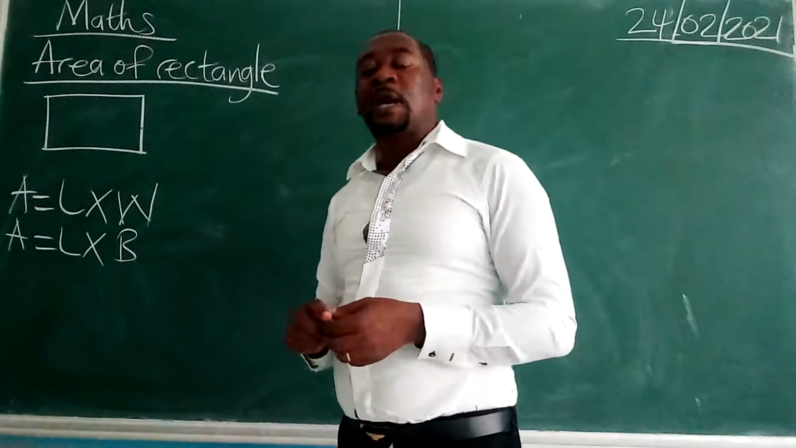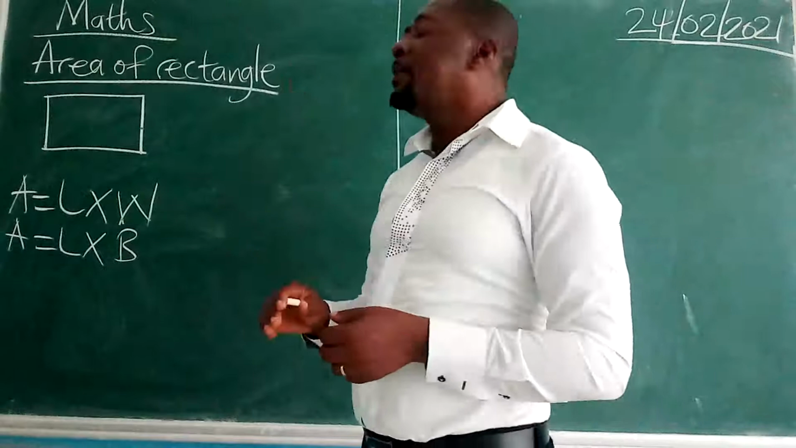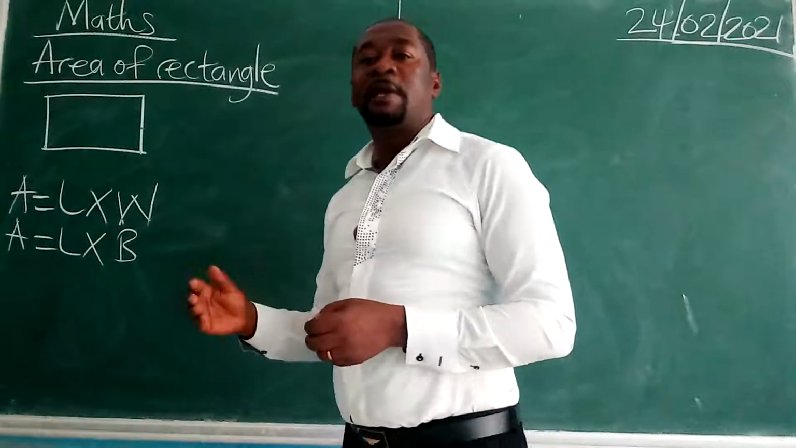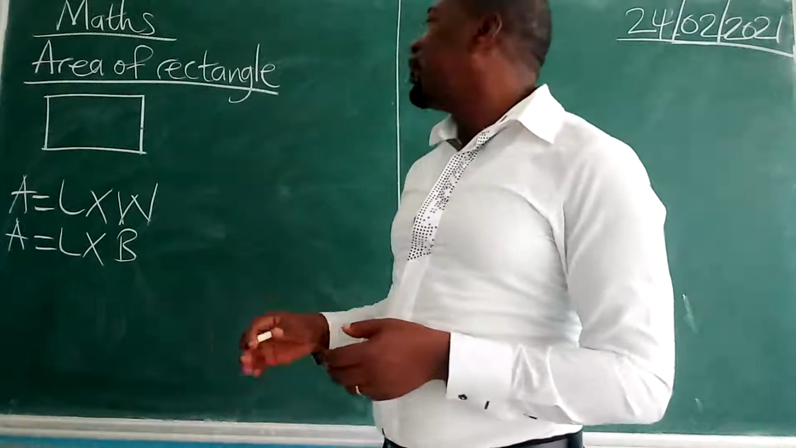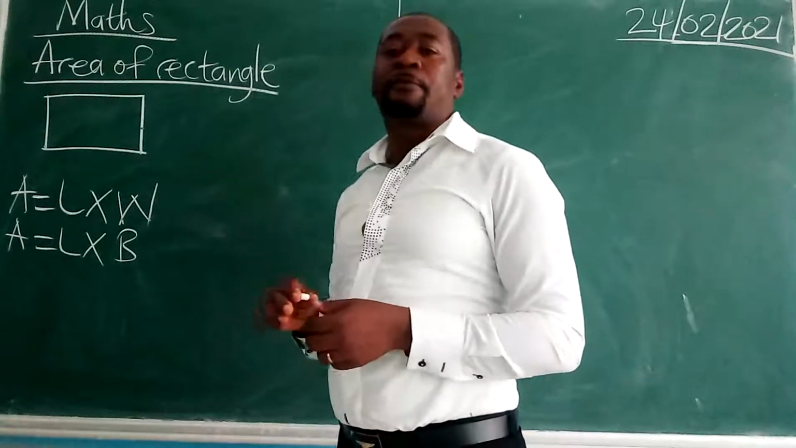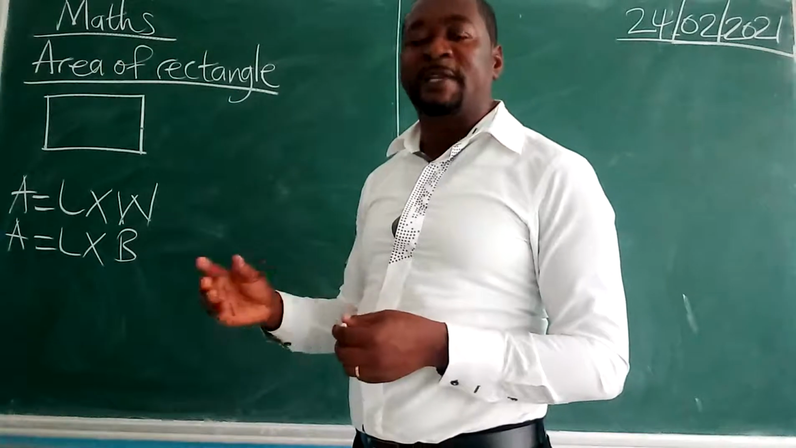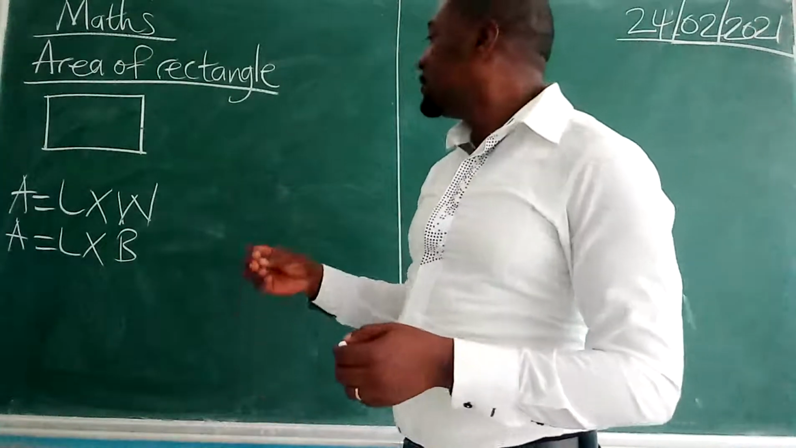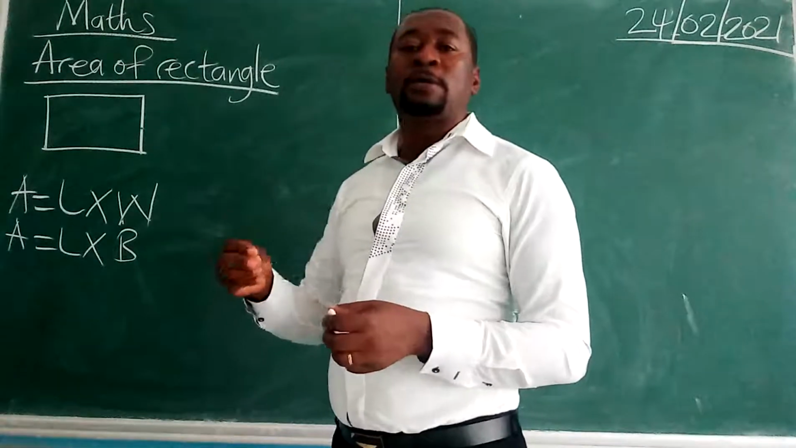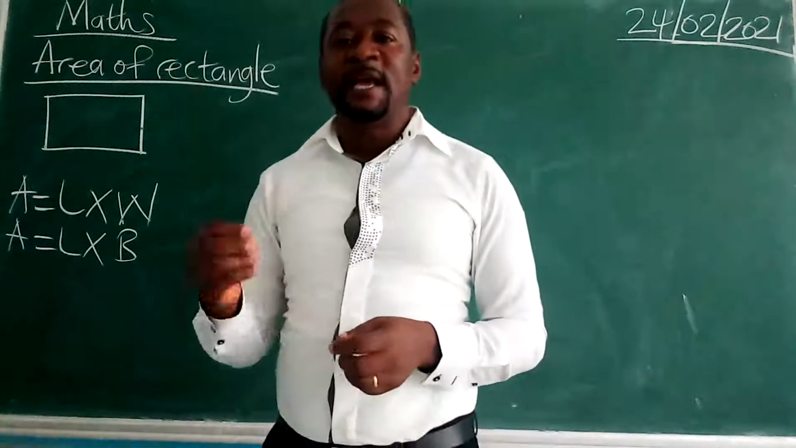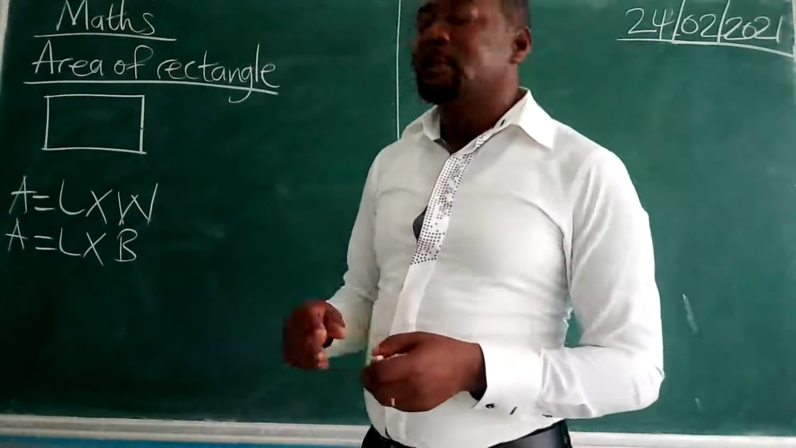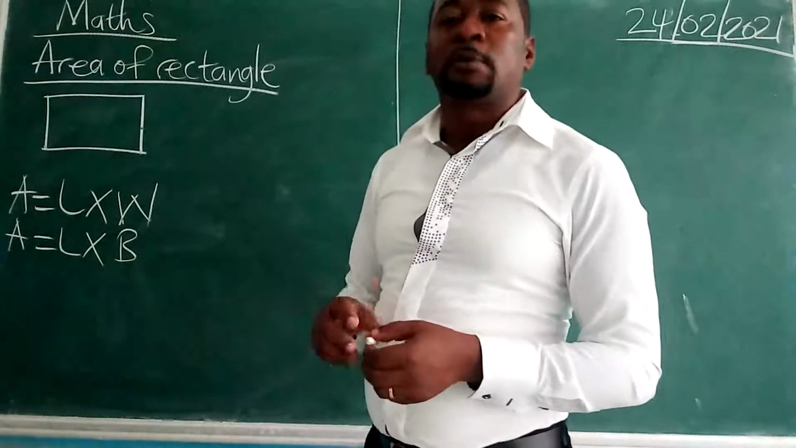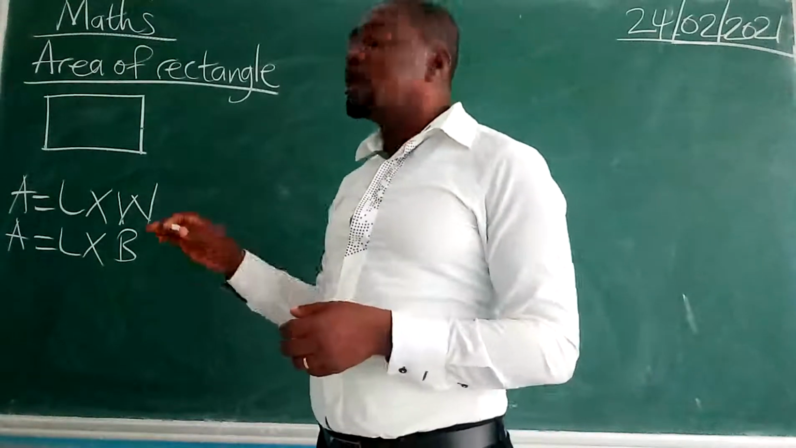Okay, today our topic is area of rectangle. As you can see from the board, area of rectangle. We have already done area of rectangle, how to find the area. So today we will learn how to find the length or the width. The width is also known as what? The breadth. So that's what we are going to do today.